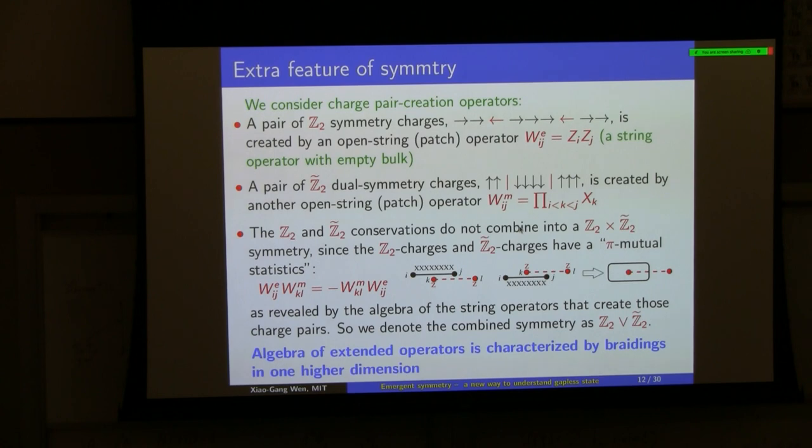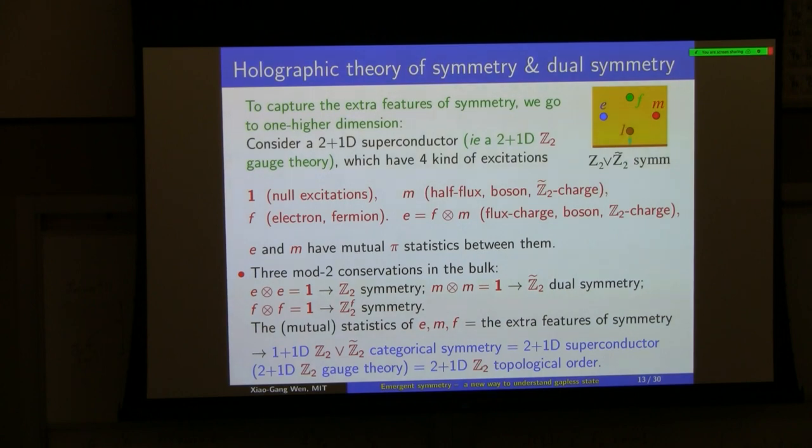So this is maybe the most theoretical part of this. But with this, it becomes easier to believe. Actually, there is a holographic picture for symmetry and dual symmetry. As I mentioned, symmetry and dual symmetry together not only have two selection rules, but also some mutual statistics. But in one dimension, we cannot do braiding. We cannot have mutual statistics. So it's more natural to go to one higher dimension. Then we can describe the selection rule and the mutual statistics more naturally. So this is the motivation for that.